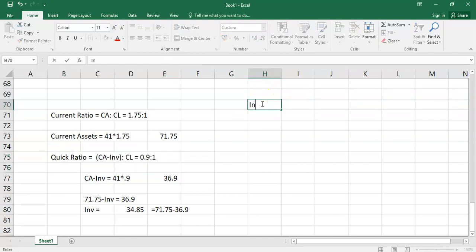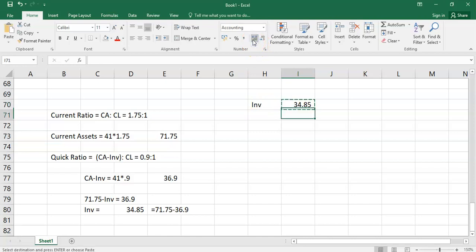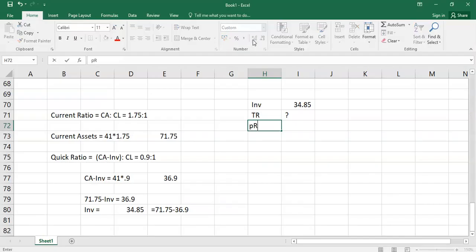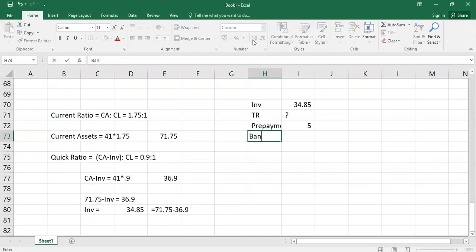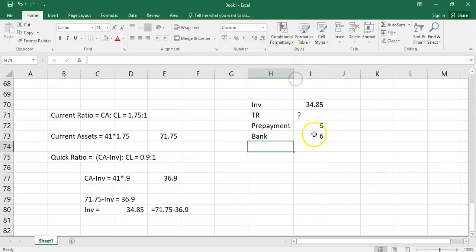So we now know inventory is 34.85. We know trade receivables is the balancing figure we'll come back to. We know prepayments are 5, and we know bank is 6. And when we tot up all the current assets, they should come to 71.75. So you can work back to figure out what trade receivables is.